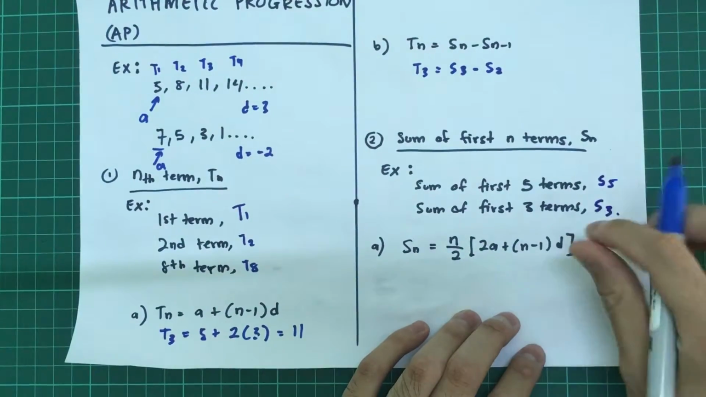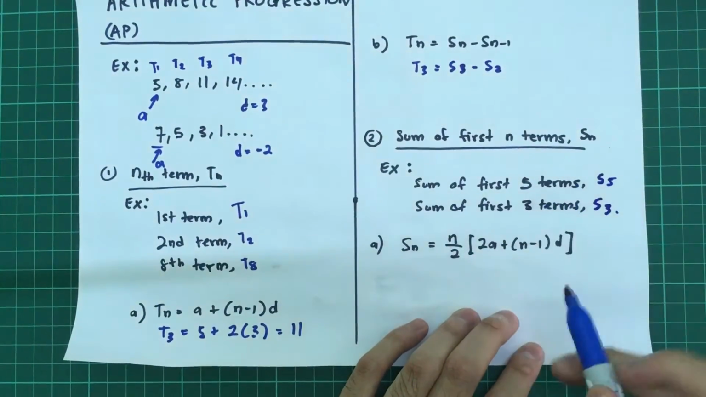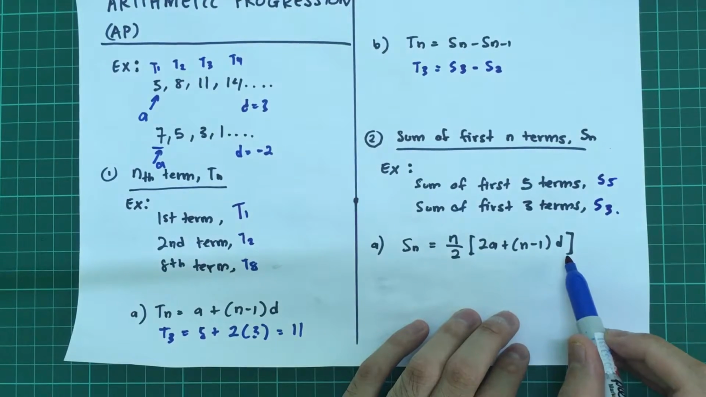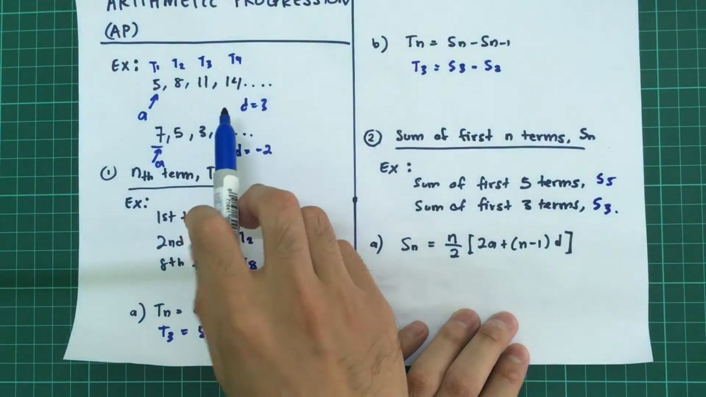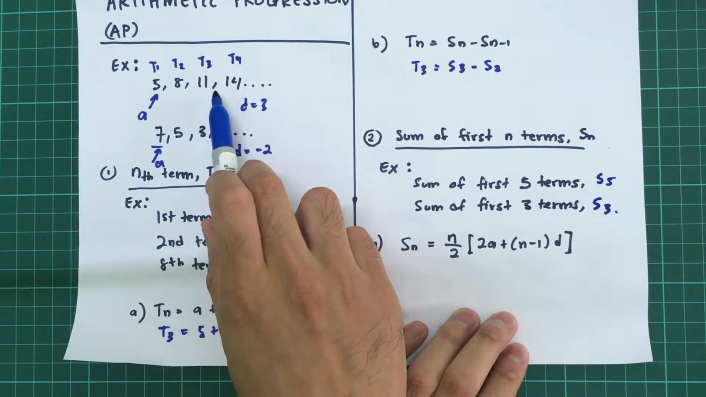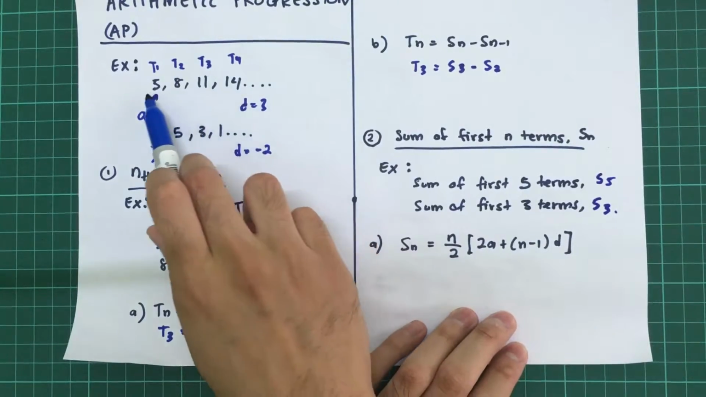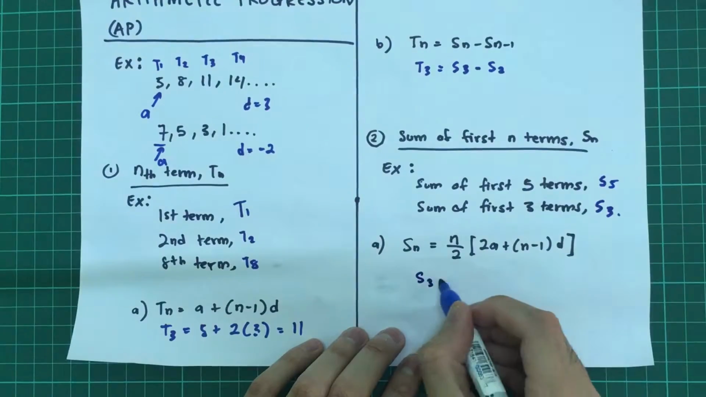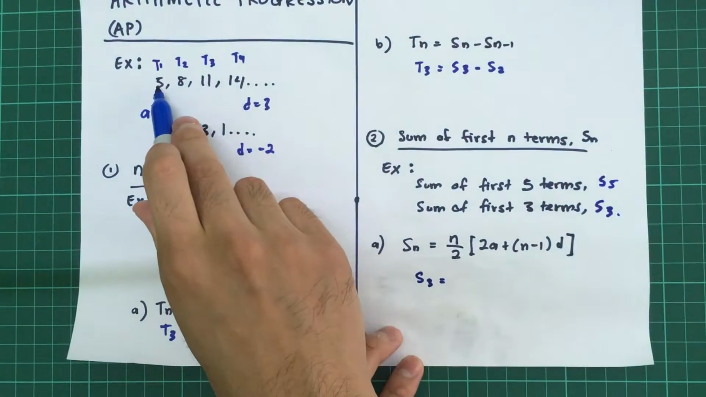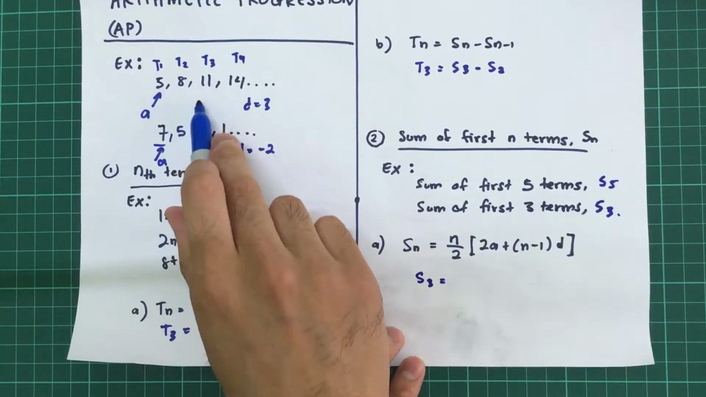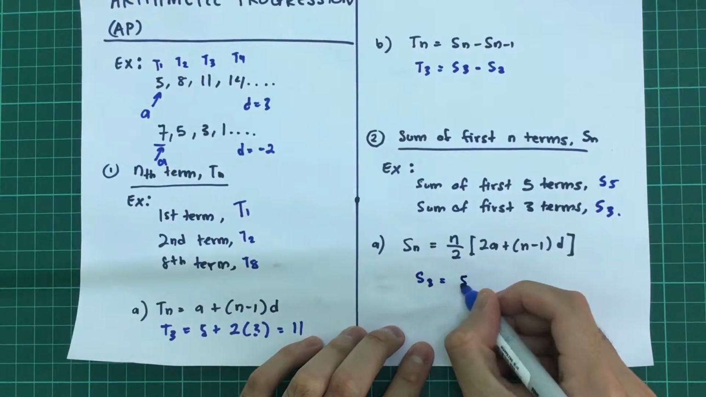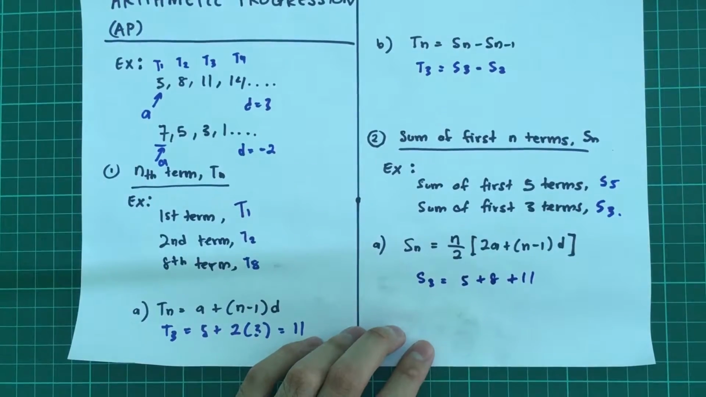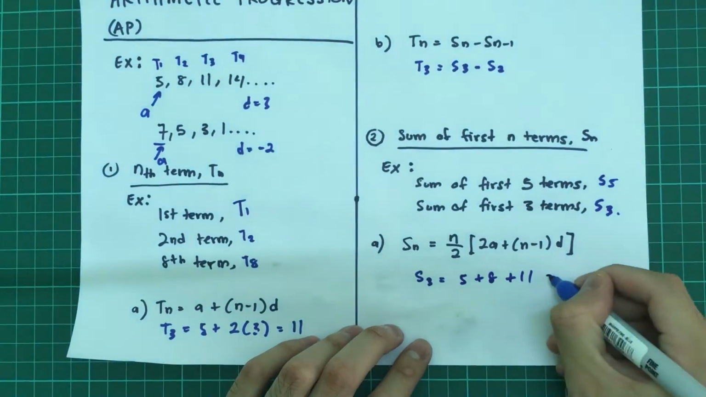Right, and then this is the formula. Sn equals to n over 2 times (2a plus (n minus 1)d). Okay, let's go back to first example. 5, 8, 11. Let's say we want to find the sum of first 3 terms, S3. We can do it manually. So S3 equals to 5, the first term, plus the second term, plus the third term. 5 plus 8 plus 11. 5 plus 8, it's 13. 13 plus 11, it's 24.